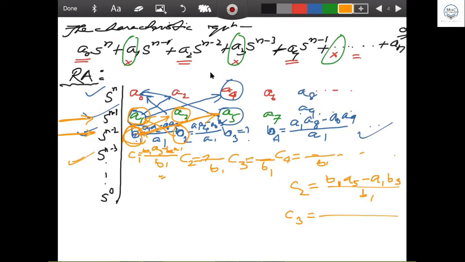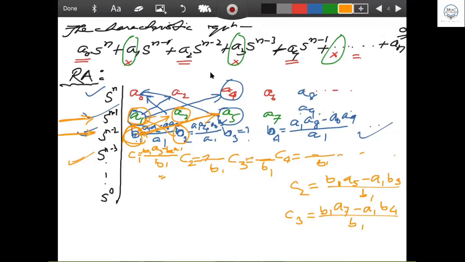Keep your microphone on, and B1 A7. Go ahead. B1 A7 minus A1, minus A1, B4. B4, good. Divided by B1. Try to understand, everybody. If anybody has a question, please ask. Everybody needs to understand because after this, I'll give you a problem and you have to solve it using your calculator. If you don't understand now, you cannot do the calculation. So everybody should understand what is going on.